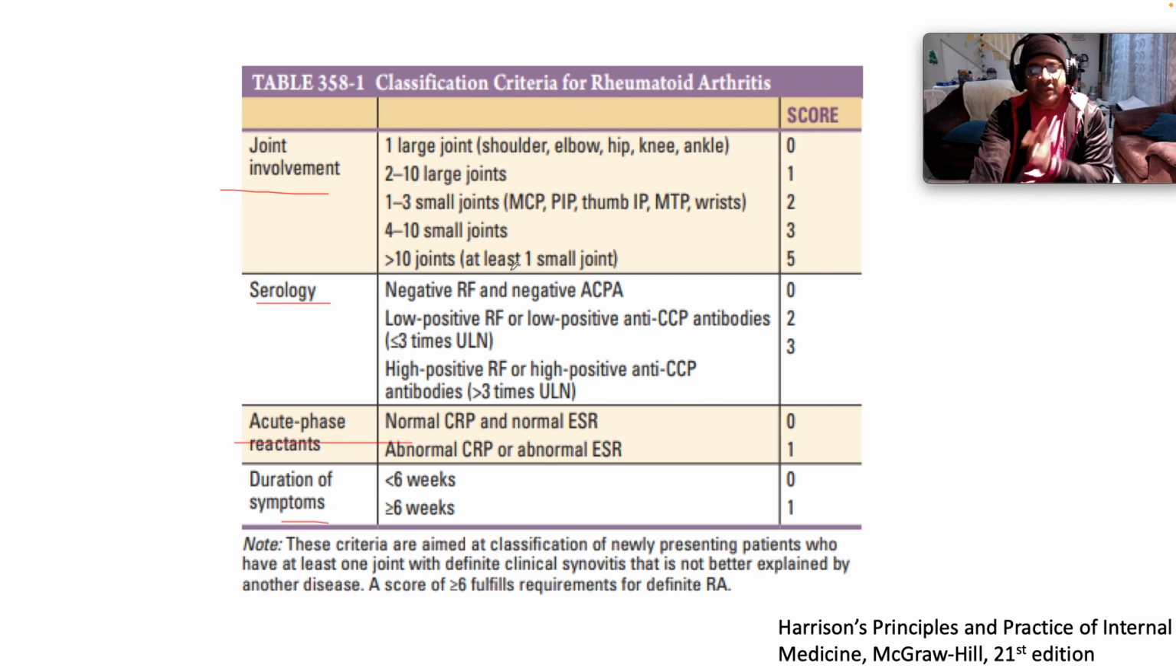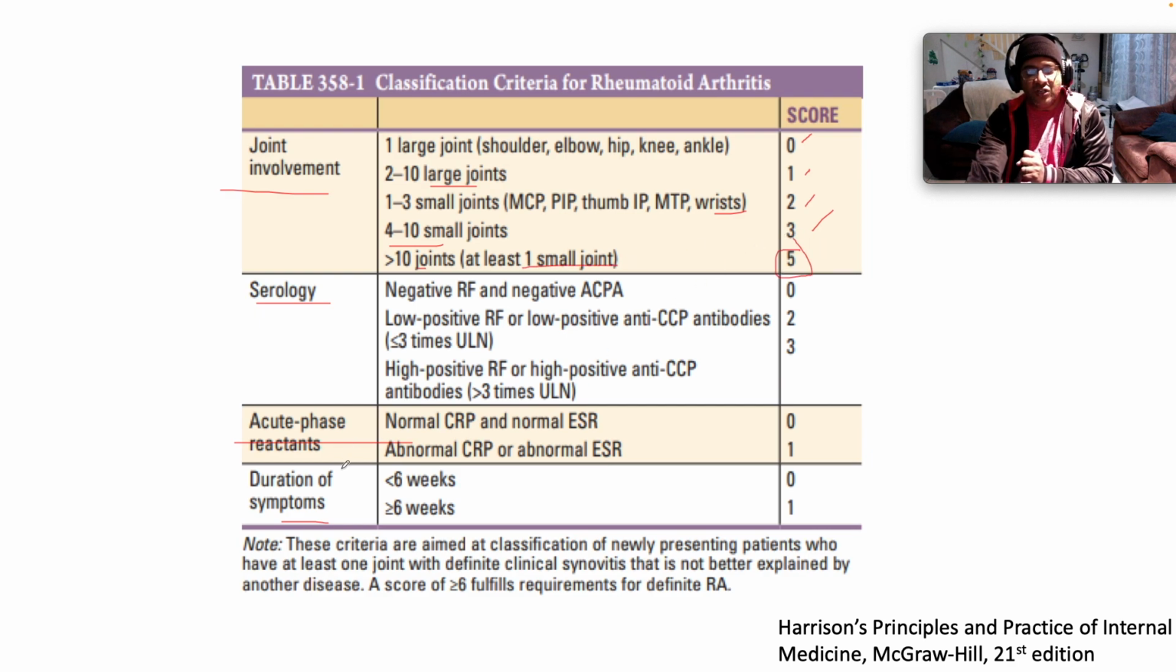So, if you've got involvement of predominantly one large joint, be it the shoulder, elbow, hip, knee, ankle, you score 0. If you've got involvement of 2 to 10 large joints, you score 1. But remember, the buzzword is symmetrical small joint arthritis, right? So if you've got involvement of 1 to 3 small joints, including the metacarpophalangeals, the proximal interphalangeal, the thumb interphalangeal, the metatarsophalangeal, and the wrists, you score 2. Involvement of 4 to 10 small joints, you score 3. Involvement of more than 10 joints with at least 1 small joint, you score 5.